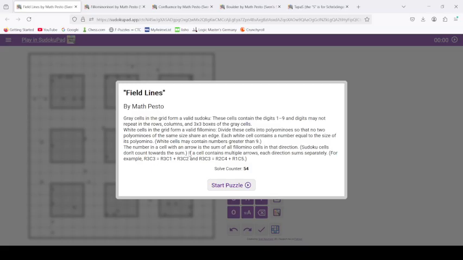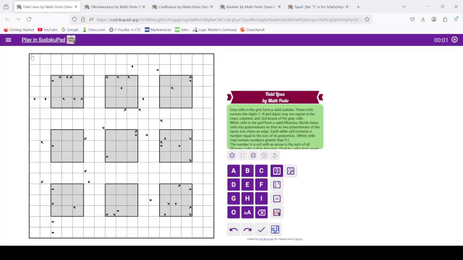The number in a cell with an arrow is the sum of all philomeno cells in that direction. Sudoku cells don't count towards the sum. If a cell contains multiple arrows, each direction sums separately. For example, row 3, column 3 is equal to row 3, column 1 plus row 3, column 2, and row 3, column 3 is also equal to row 2, column 4 plus row 1, column 5.